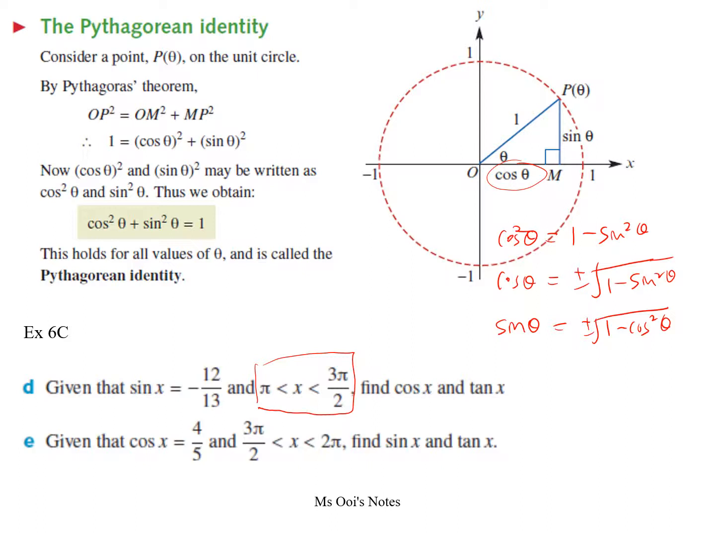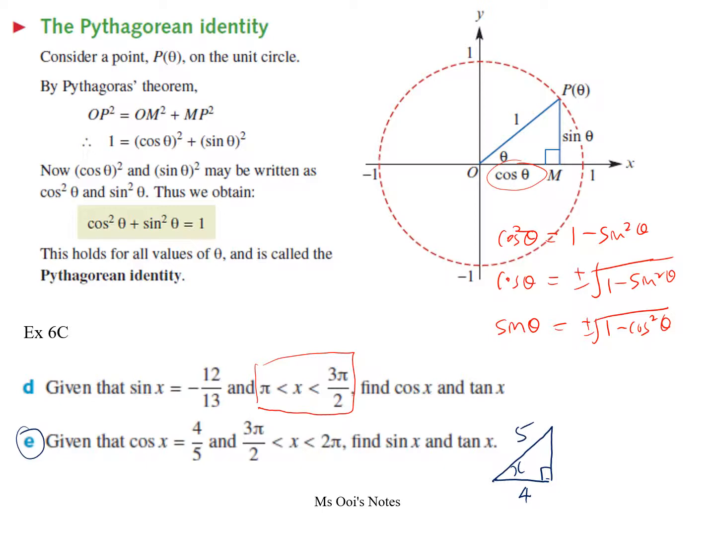Now, there is another method to find sine, cos, and tangent by just simply drawing the right angle triangle. So I want to look at part E. You're given cos x equal to 4 over 5. So let's draw a right angle triangle. That's 90 degrees here. Cosine x is basically adjacent over hypotenuse.